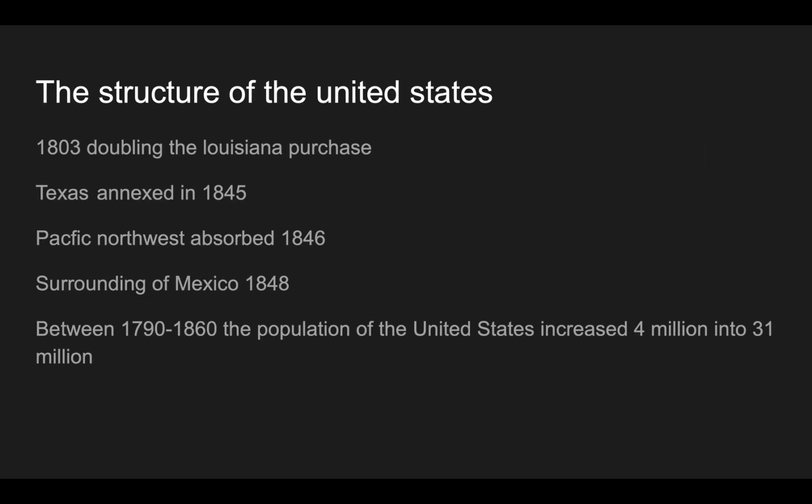Along this path came the structure of the United States. In 1803 came the doubling of the country with the Louisiana Purchase, and in 1845, Texas got annexed, and the Pacific Northwest was absorbed in about 1846, and Mexico actually ceded land to us in 1848. Between 1790 and 1860, the population of the United States increased from 4 million to 31 million. It increased a lot.